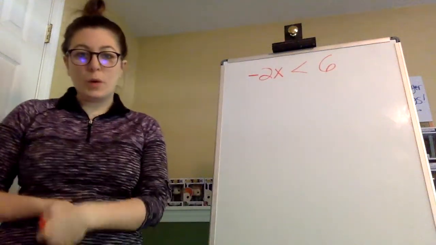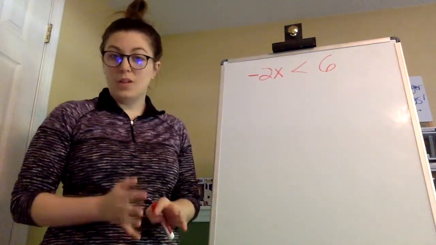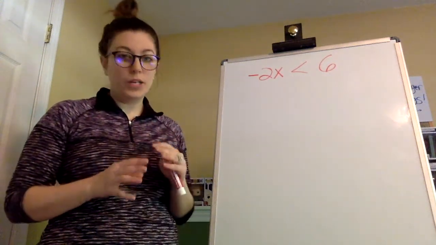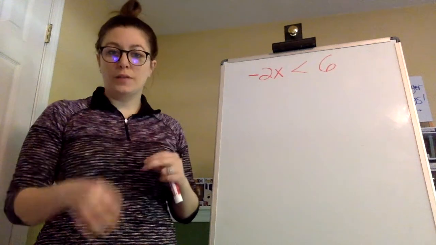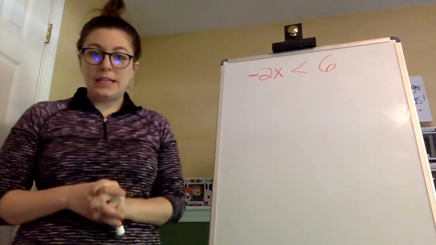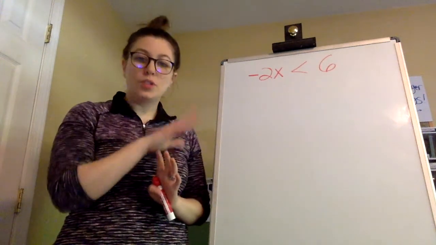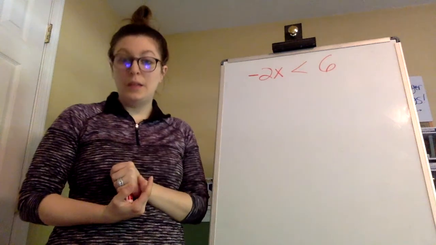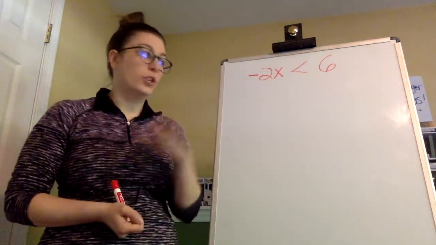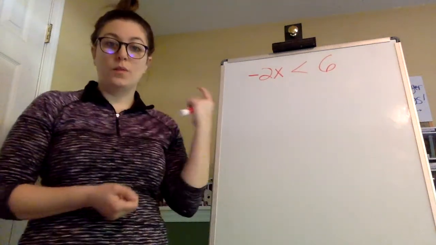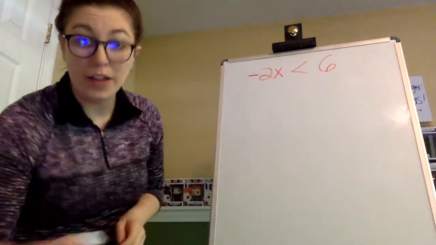So the next problem that we're about to do is still a one-step inequality. However, this is what makes inequalities different from equations. This is the main difference that we need to keep in mind when we are doing inequalities. Anytime you're solving for the variable, if you multiply or divide by a negative number, then you will flip the sign. So this example is going to help show how that works.